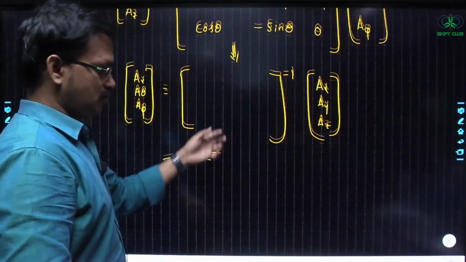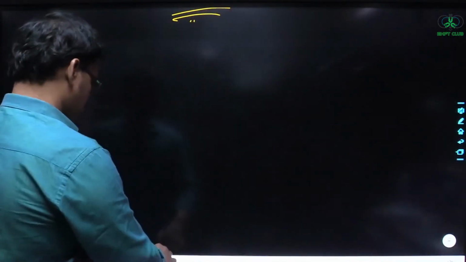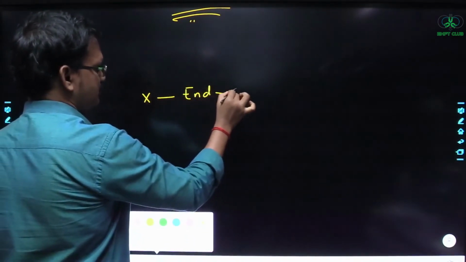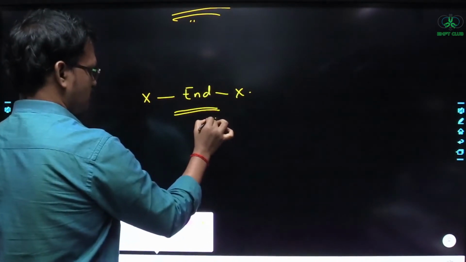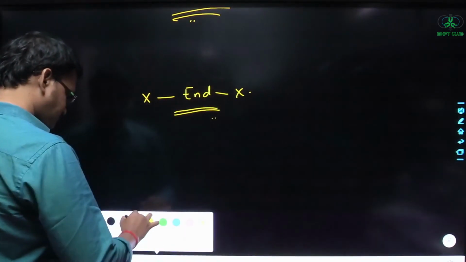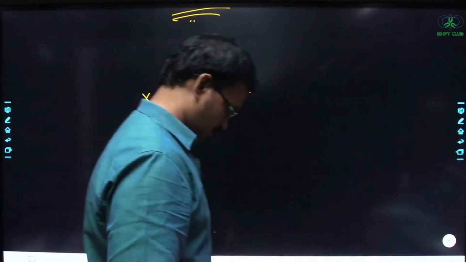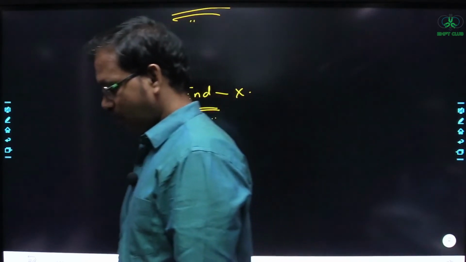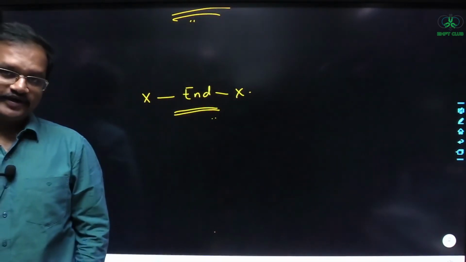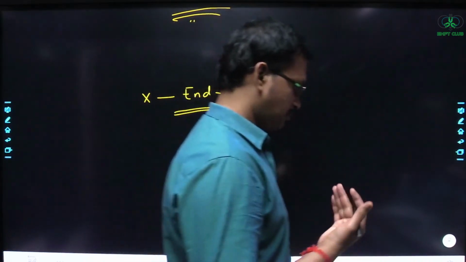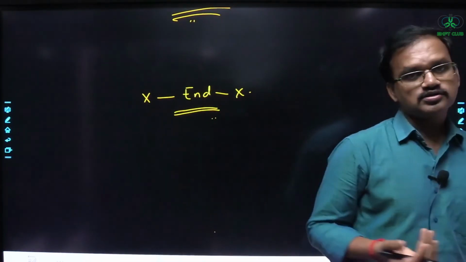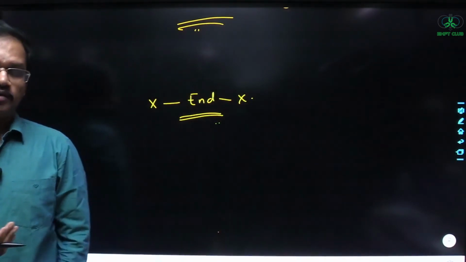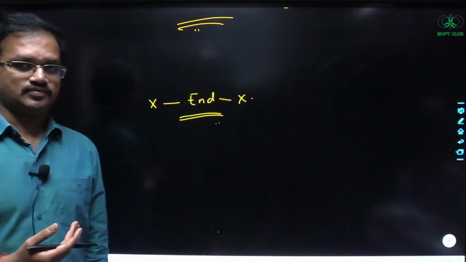So with this I am ending this lecture. With this we have completed the coordinate systems topic. We have completed rectangular, cylindrical and spherical coordinate systems, and we have also solved some problems based on these coordinate systems, right?